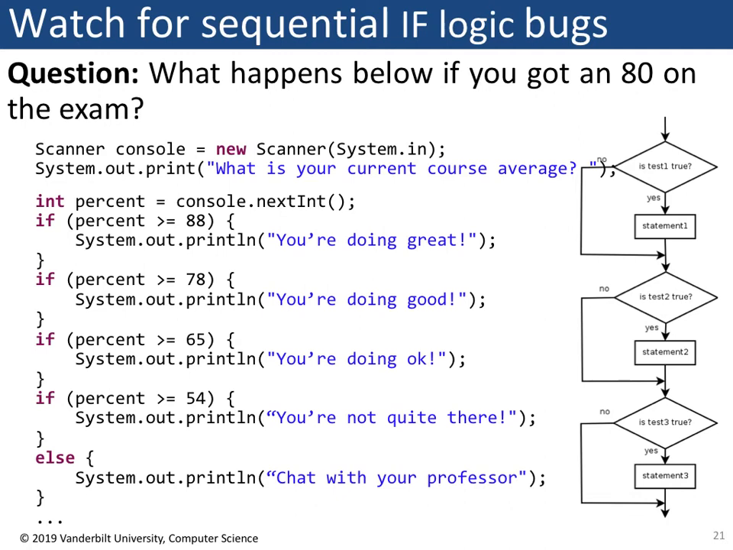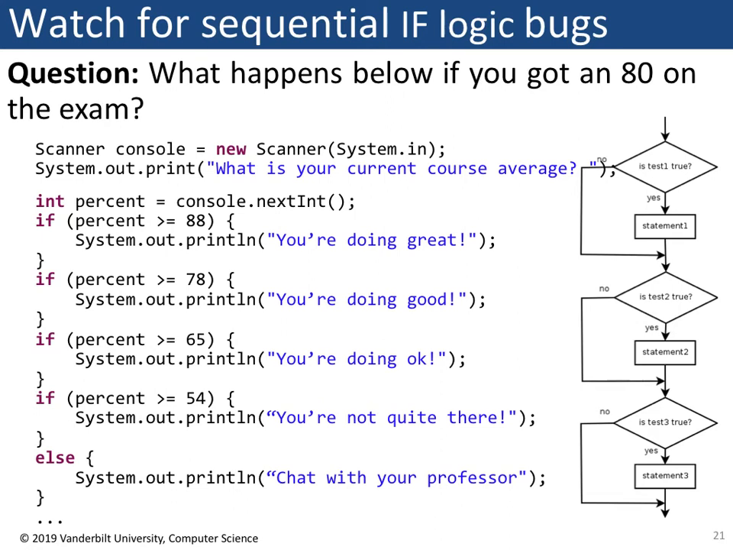So we have declared a scanner. We ask the user what is your current course average, and they type it into the console and push enter. The console.nextInt method gets their input and packages it as an integer and returns that value to be stored in the percent variable. Percent is an integer. So let's say that percent, the variable percent, has the value 80.